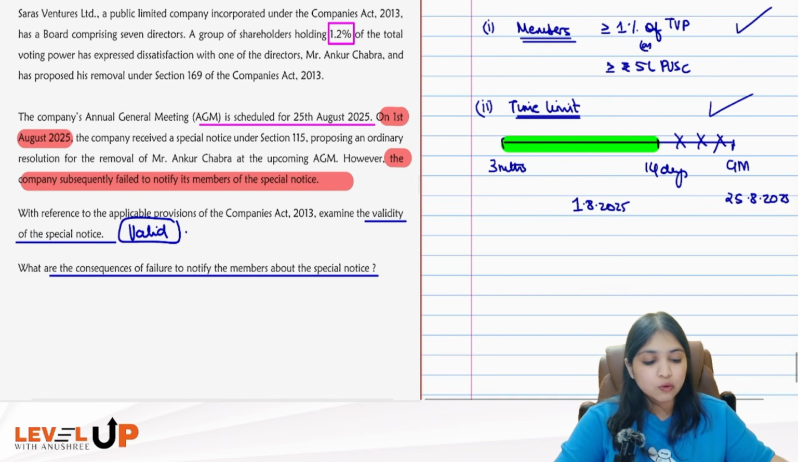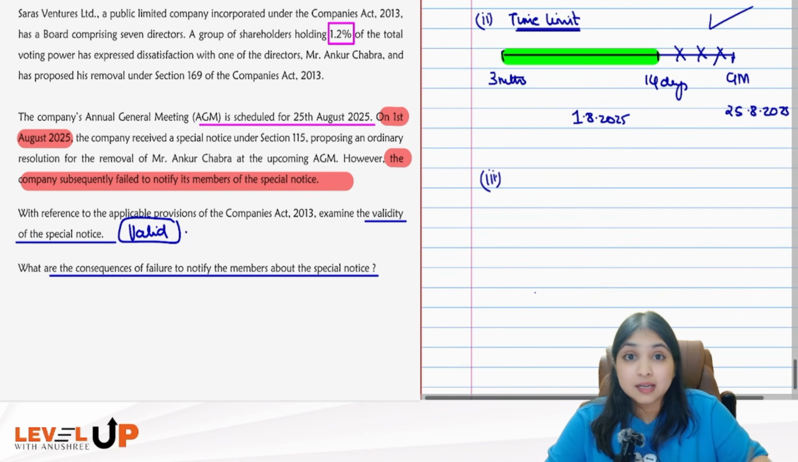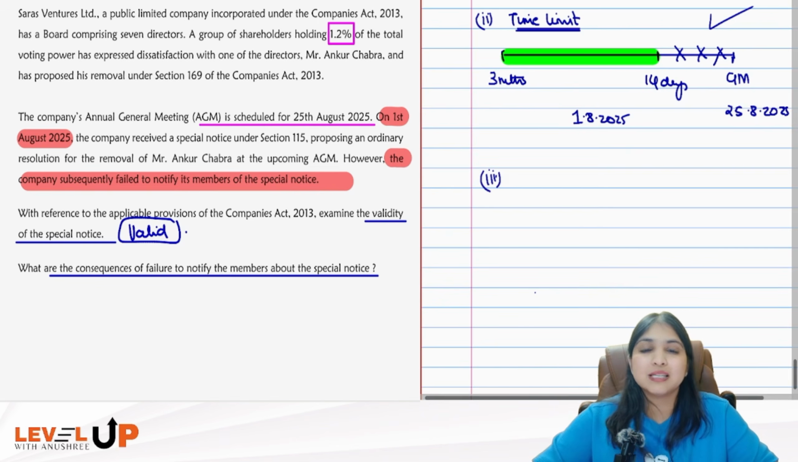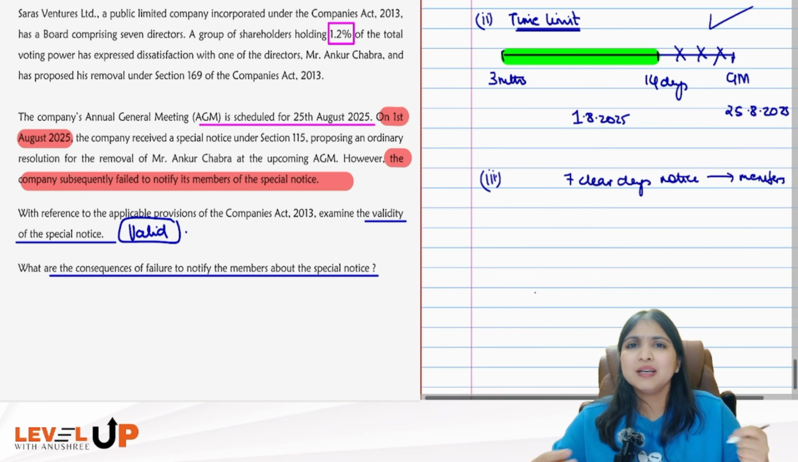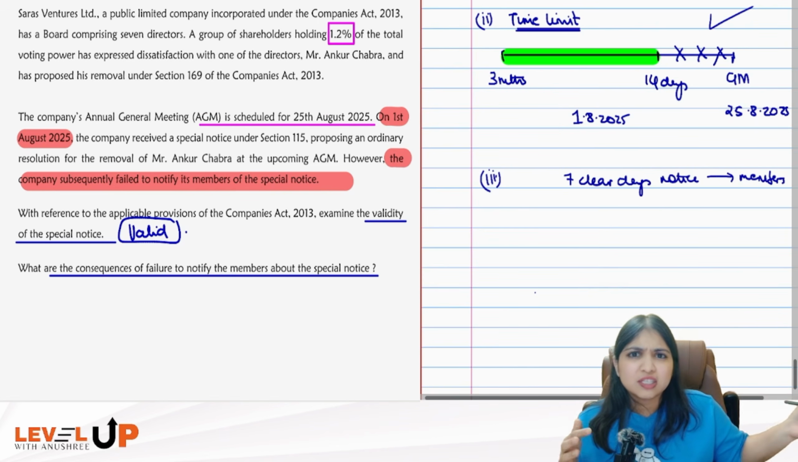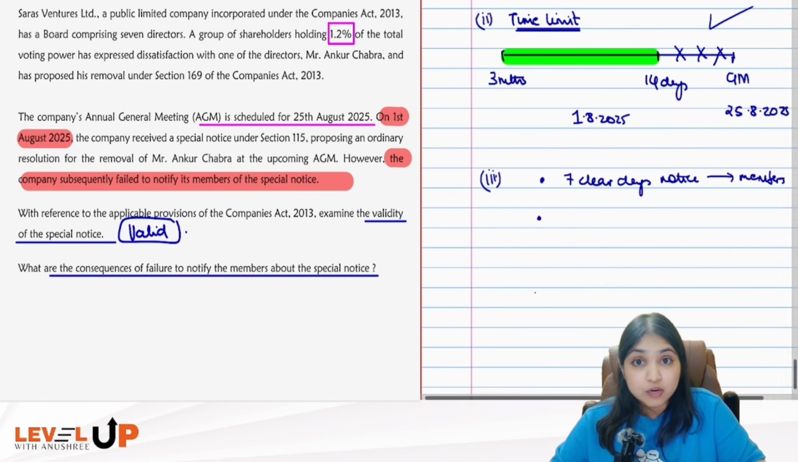Okay. Now listen, there is one more provision. The provision goes like this. Once the company receives a special notice, the company has to notify all the members about the special notice. The company has to give a 7 clear days notice to all the members, telling the members that we have received a special notice. Okay, but sometimes it is not practical that just in the last 7 days alone giving this notice may not be practical. So if it is not practical, we do have one option for the company.